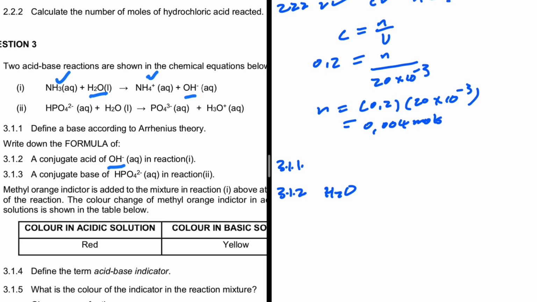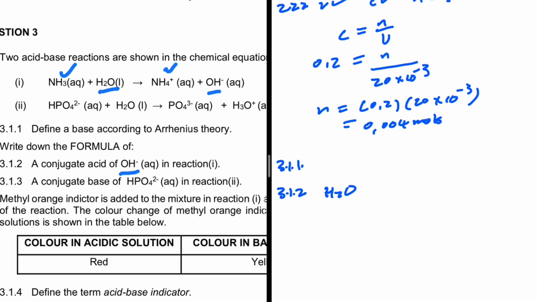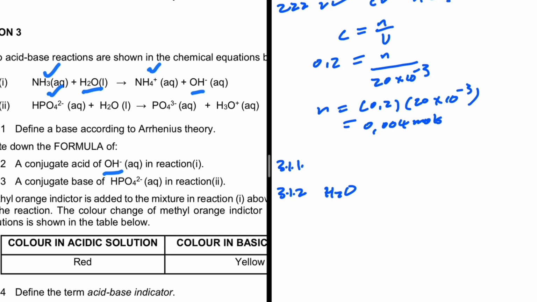in reaction 2. I don't think these questions are difficult per se. I think we are really sticking to the basics here. So let's take a look at conjugate base to HPO4 to the 2 minus. So we have HPO4 to the 2 minus reacting with H2O. H2O accepts a proton. So from H2O to H3O plus, it has clearly accepted a proton.